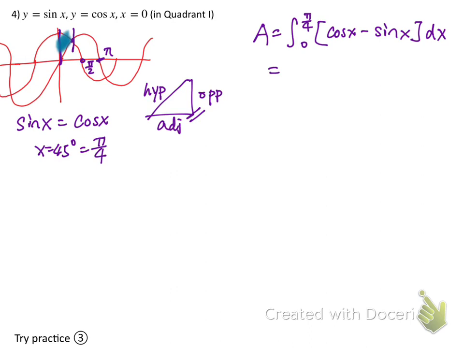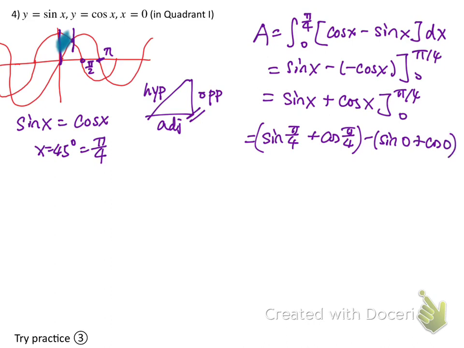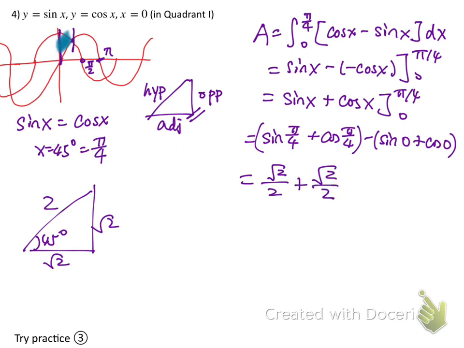The antiderivative of cosine x is sine x. The antiderivative of sine x is negative cosine x. And then I evaluate. So it's actually sine x plus cosine x evaluated at pi over 4 and 0. So this is sine pi over 4 plus cosine pi over 4, minus sine 0 plus cosine 0. For pi over 4, radical 2 over 2, you are having opposite over hypotenuse plus adjacent over hypotenuse.